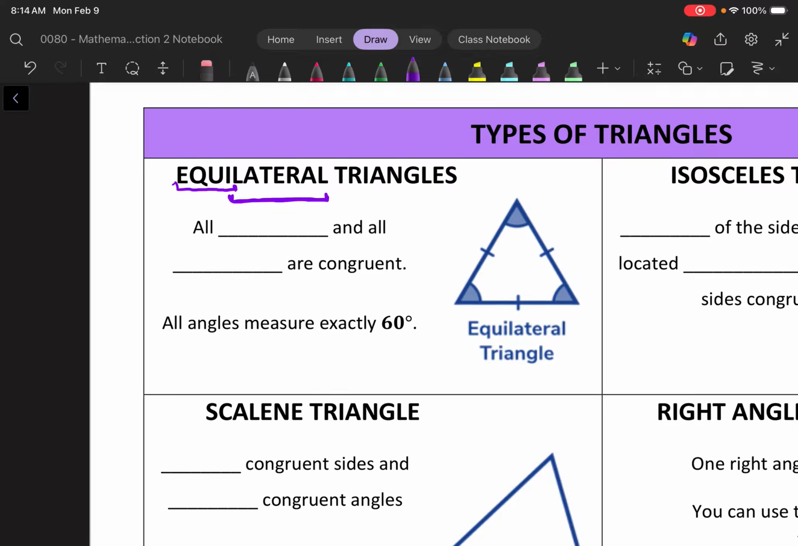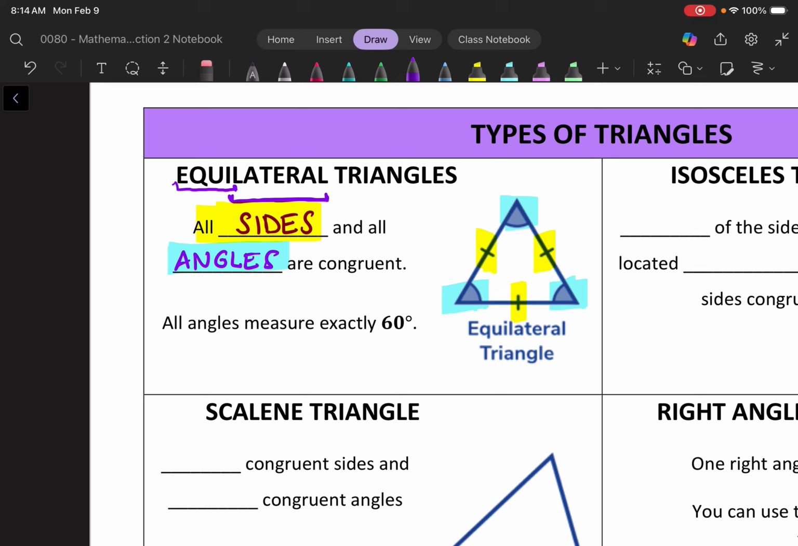So when we take a look at an equilateral triangle, we're talking about all of the sides being congruent, and as a result, all of the angles will be congruent or of equal size. Now I can see that in my diagram. I know that this is an equilateral triangle because all of the sides are congruent. They have those matching tick marks on them. And all of the angles are congruent because they have the matching curved markings on them.